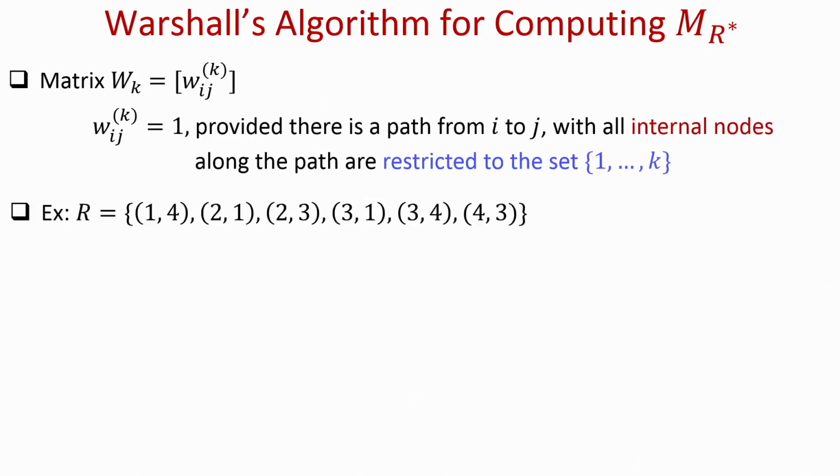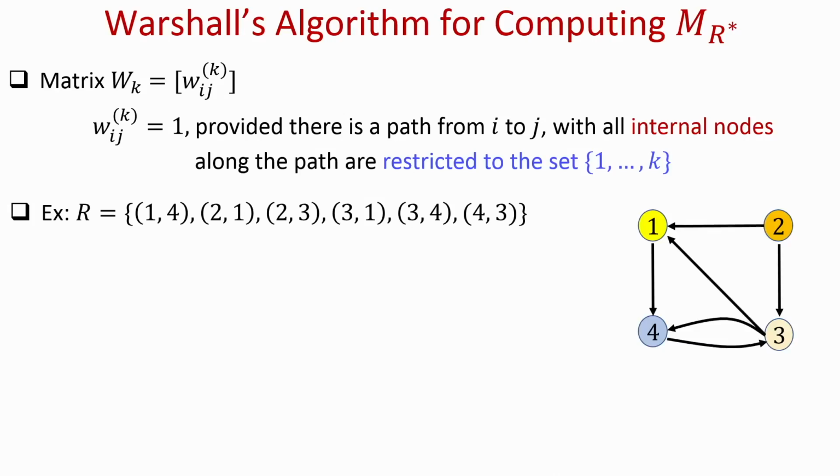Before proceeding to Warshall's algorithm, let me give you an example to make clear what exactly I mean by these Wk matrices. Imagine this is your given relation R. The directed graph for this relation is as follows. The nodes will be 1, 2, 3, 4. Since 1 is related to 4, you have this directed edge, 2 is related to 1, you have this directed edge, and so on.